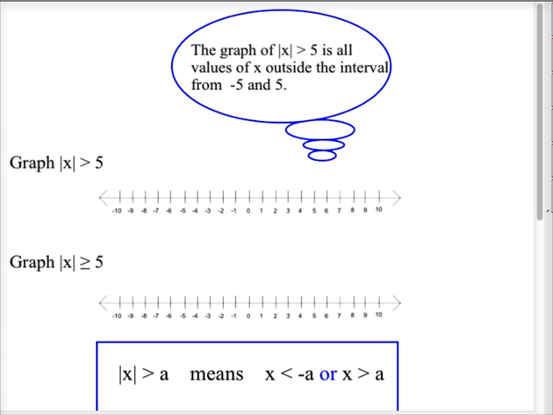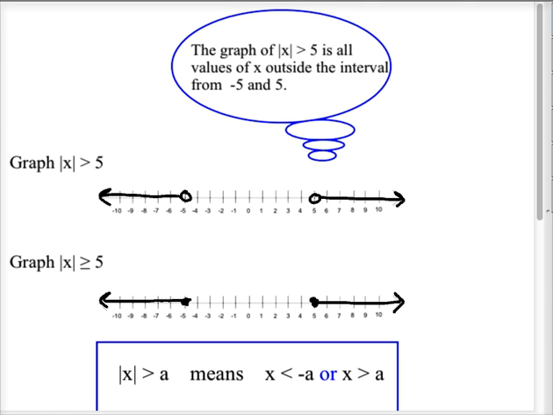Well, more than 5 away from 0 would look like that. However, there's another half to it. More than 5 away from 0 could start down here and extend downward. Or in this case, you can always have the or equal to piece added in, and then you would just be dealing with solid circles.